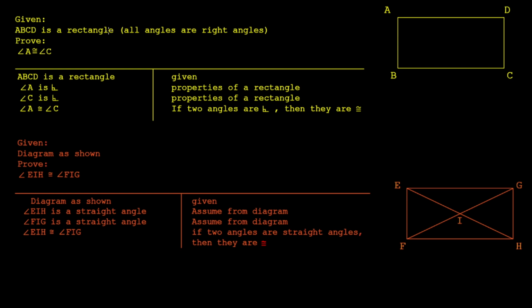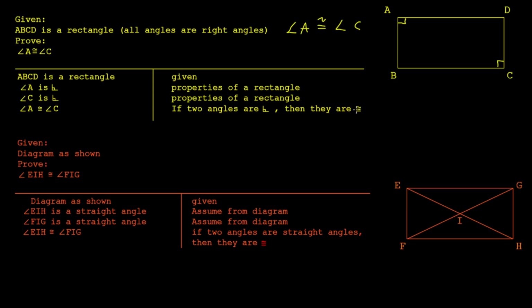ABCD is a rectangle. All angles are right angles. ABCD is a rectangle, given. Angle A is a right angle, properties of a rectangle. Angle C is a right angle, properties of a rectangle. Therefore, angle A is congruent to angle C. Reason: if two angles are right angles, then they are congruent.